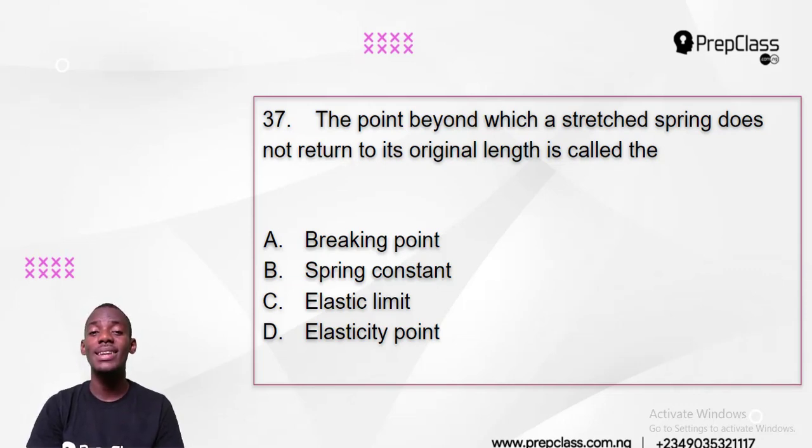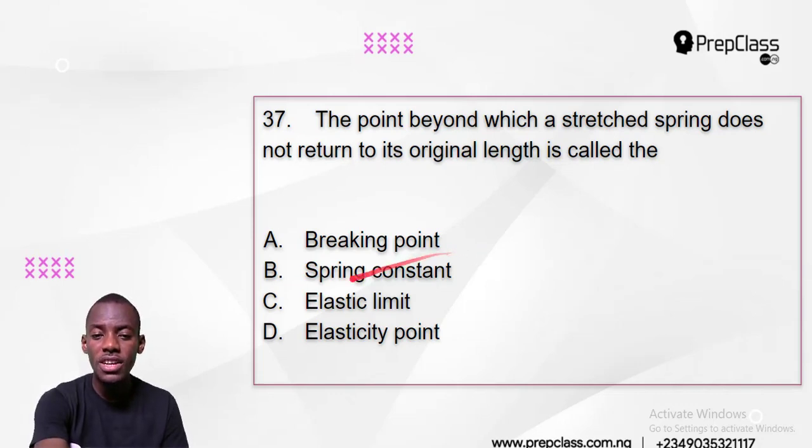Actually, there's nothing called elasticity point. It's not a point. Then we have the spring constant, which is also called the elastic constant.